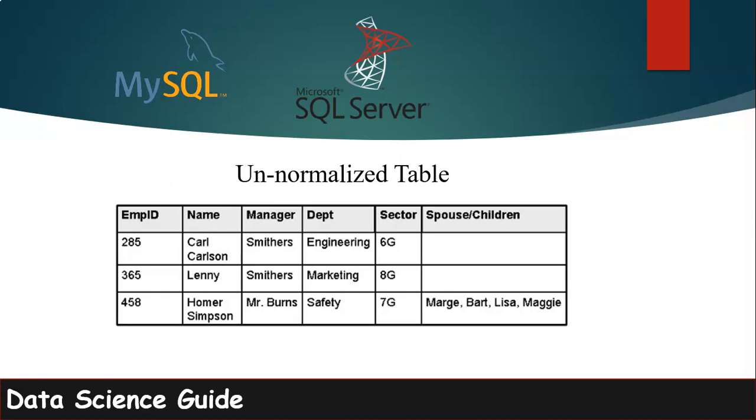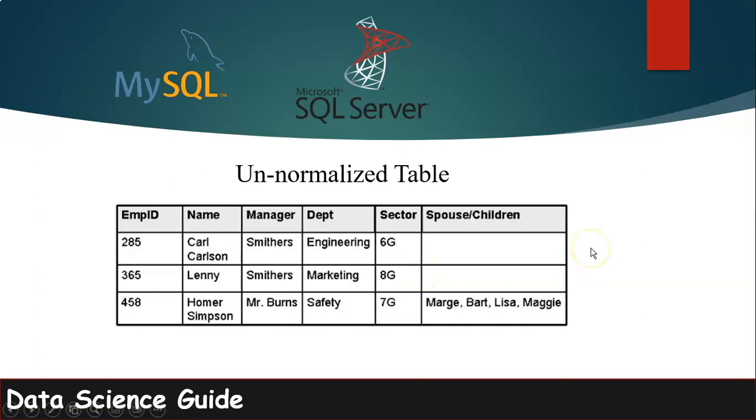Let's have a look at this unnormalized table. This table is about employees. In the first column, we have employee ID, name. In the second column, manager, department, sector, and spouse and children. So if you look here, under name in the first record, you find two values: the first name and the second name. And the same thing here, and the same thing here in this cell. So in some cells, we have more than one value. And also there are some values that are redundant. So this table is unnormalized.